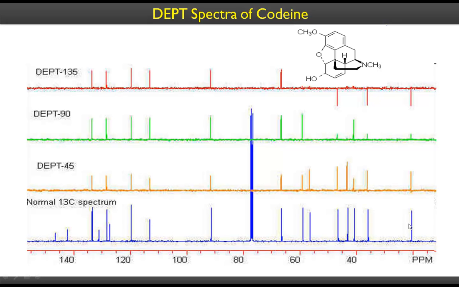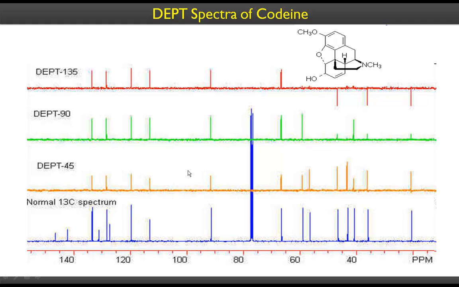So I'm kind of clueless as to what corresponds to what, right? That's when I take the help of DEPT 135, DEPT 45, and DEPT 90. DEPT 135 is missing these two, and all of them are missing, so the quaternary is missing in all of them, so we can safely assign these two as quaternary carbons. And there's something missing here, so that must be quaternary, and this is missing in all of them, so those four are quaternary carbons. So we can assign those four to those four.